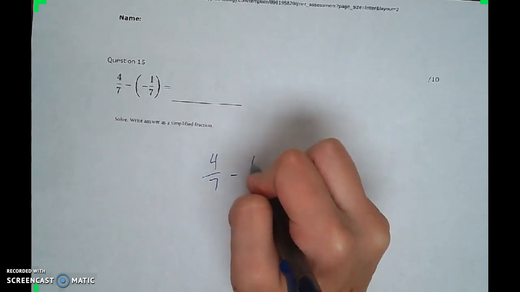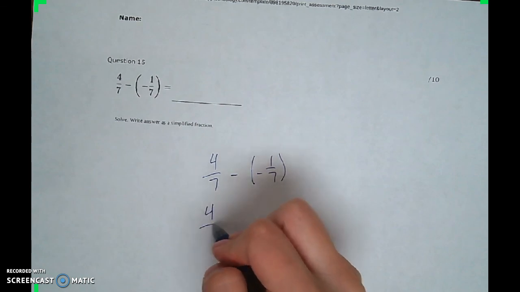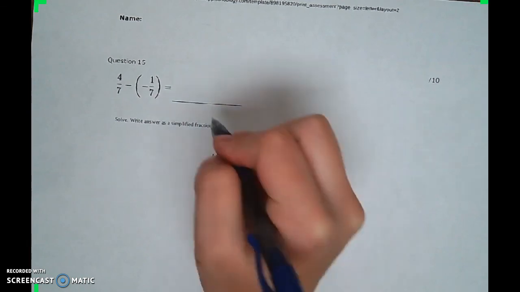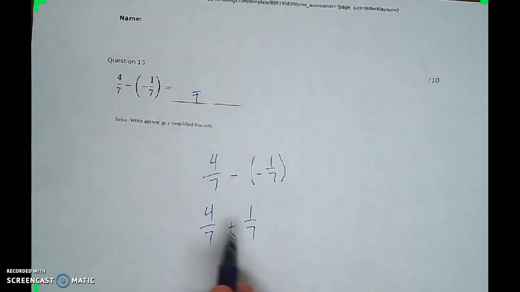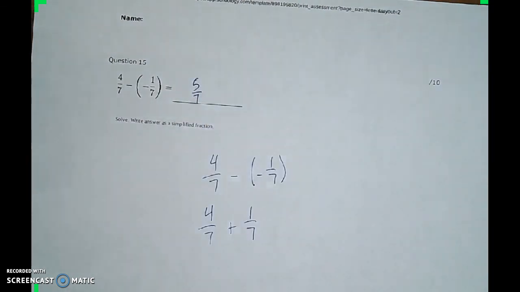Last one, I have 4 sevenths minus negative 1/7, which I want to change to 4 sevenths plus a positive 1/7. So I'm going to have a 7 at the bottom, and then I just want to add 4 plus 1, which gives me 5. So my answer is 5 sevenths.